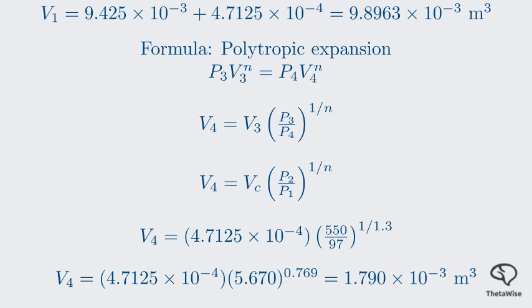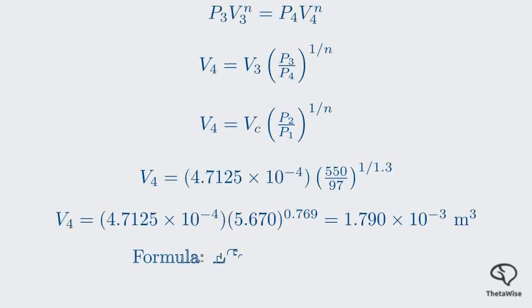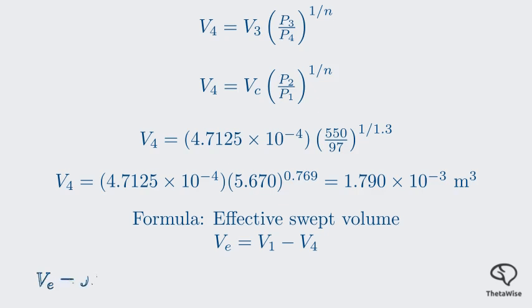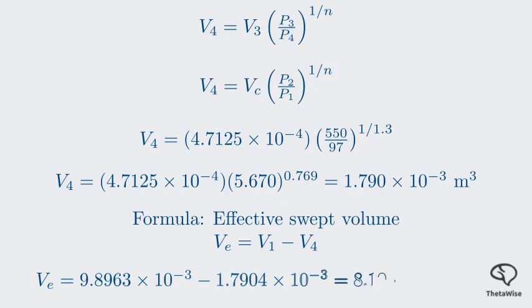The next crucial volume is the effective swept volume, VE. From our PV diagram, this is the volume of air drawn into the cylinder during the suction stroke, from V4 to V1. It is simply V1 minus V4. Subtracting our calculated volumes, VE is 9.8963 times 10 to the -3 minus 1.794 times 10 to the -3. This gives us 8.1059 times 10 to the -3 cubic meters. The memo shows 8.1053, which is a small difference likely due to their rounding of V4. Let's proceed with our calculated value.